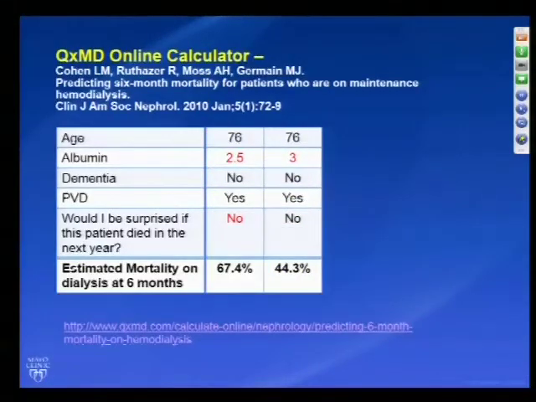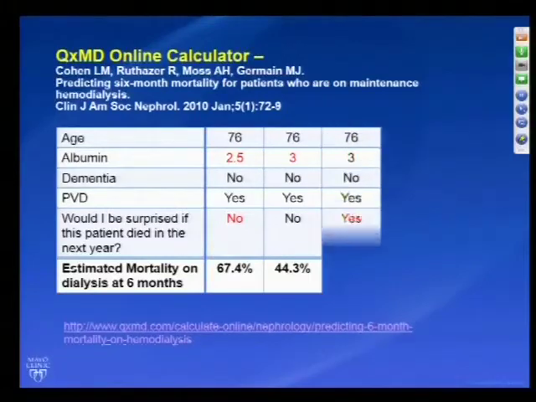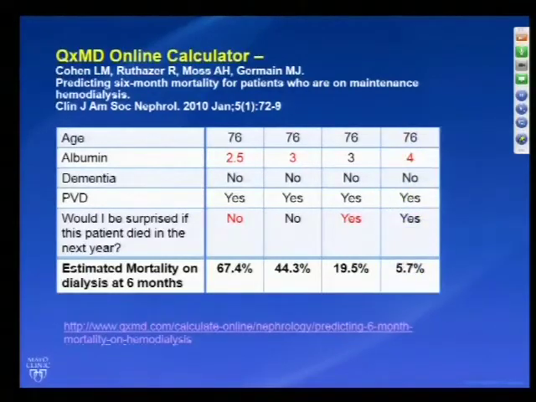Now, let me put some other examples. Let's say you change the serum albumin value to 3, and that improves it quite a bit, down to 44% for the 6 months mortality. Now, if I keep the same and change the surprise question, saying I think he's doing great and he's going to survive this year, the mortality goes down to 20%. And if you improve his serum albumin to a normal range, you can see his mortality rate improve further. This is all an estimate based on large populations, but it's a helpful tool to start the discussion with a patient.